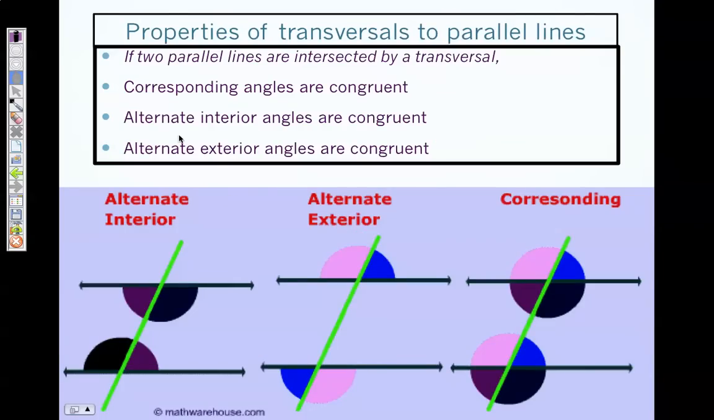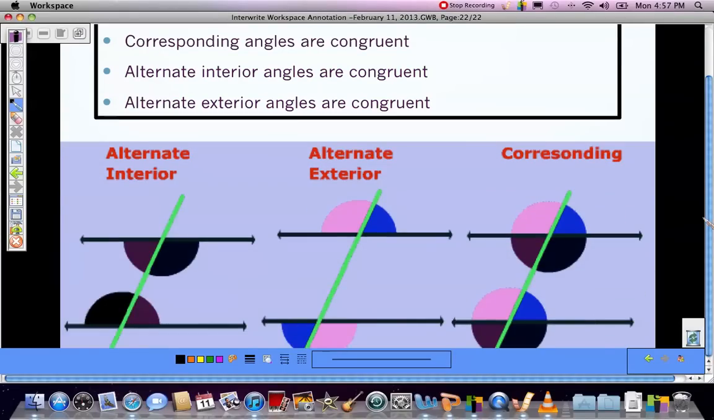If you have a highlighter, you may want to highlight these properties of transversals to parallel lines. These are very important. So we are going to start here with the alternate interior property. If you have two parallel lines as seen in this picture, these two lines are parallel, and the green line represents your transversal. So when you have two parallel lines that are cut by a transversal, their alternate interior angles are congruent or equal.